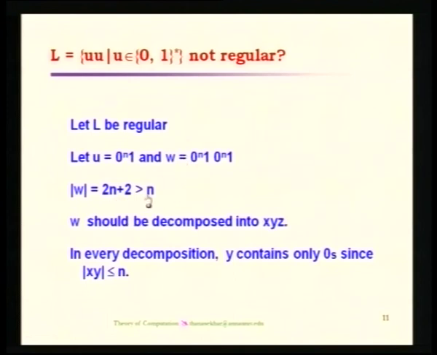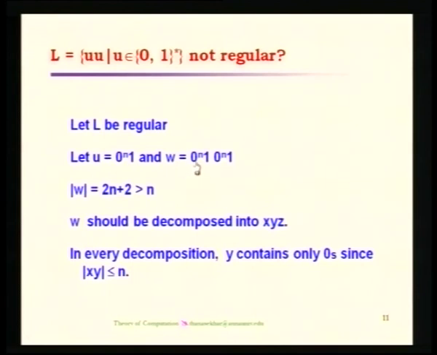The length of w is 2n plus 2, which satisfies the condition, where n is the number of states in the finite automaton we assumed exists. Then w can be decomposed into x y z, and you can consider several cases. Take the first part, 0 power n followed by 1, then 0 power n followed by 1. Suppose y contains some number of zeros, say k zeros.